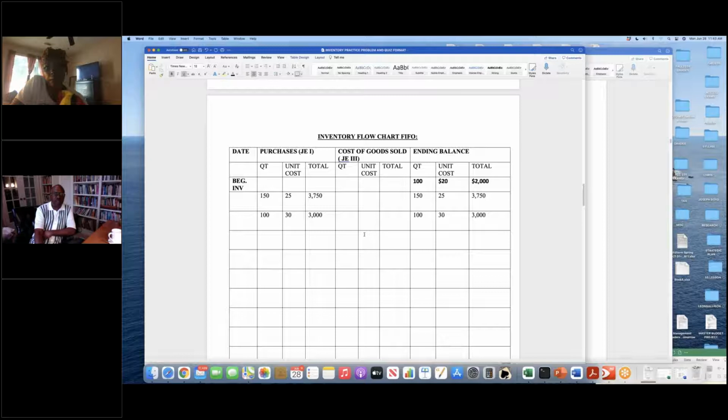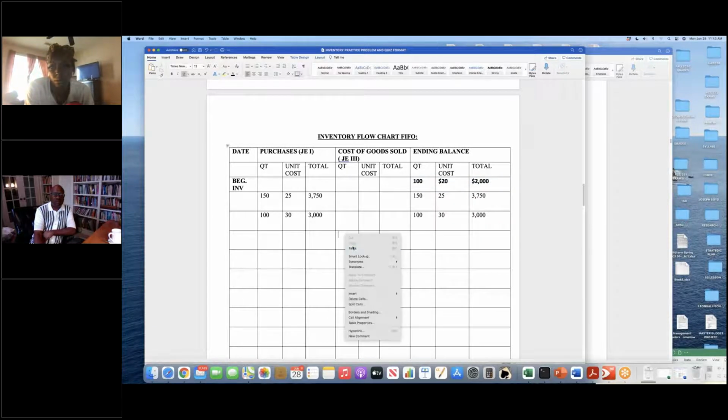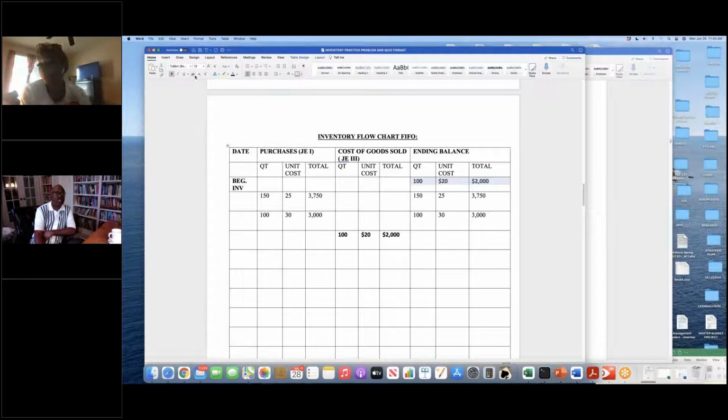So how many did we sell? 250 total. So I sold 100 at $20. So we sold this first 100 at 20. We can copy these, and we can paste them down here. And they're gone. And then the second 150 at 25. I'll scratch those out. And we sold all of these too. So we copy these.